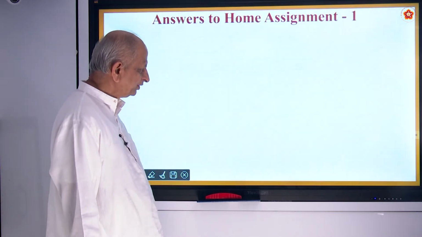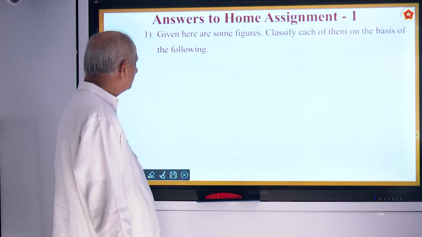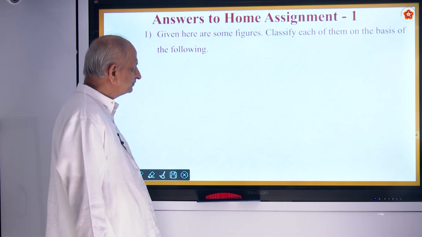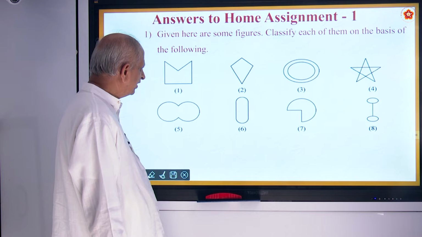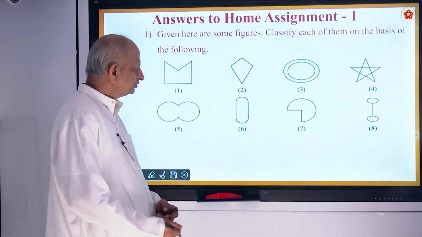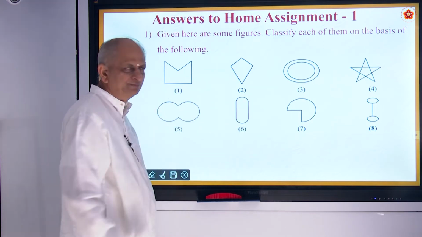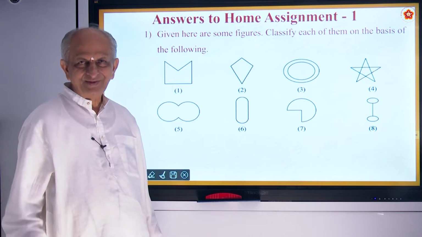Now coming to the home assignment. Here are some figures. You have to classify them on the basis of the following. So just observe these figures. How many have done this? Raise your hands.